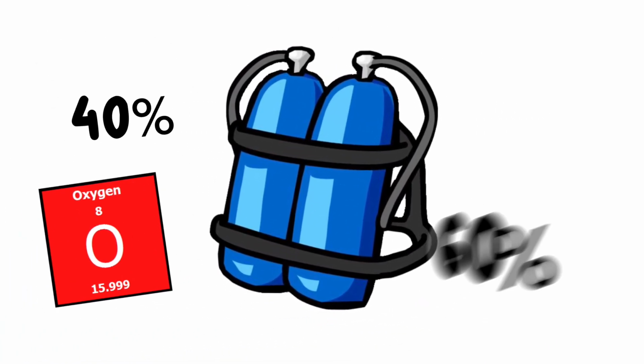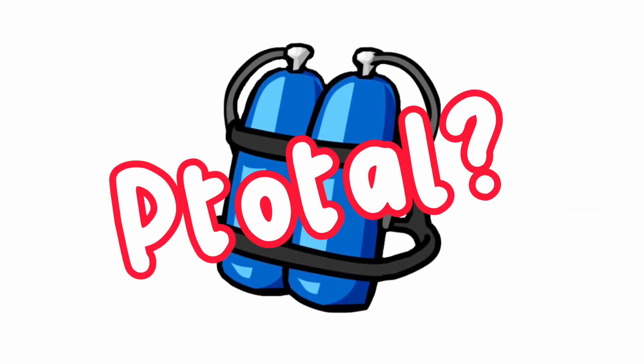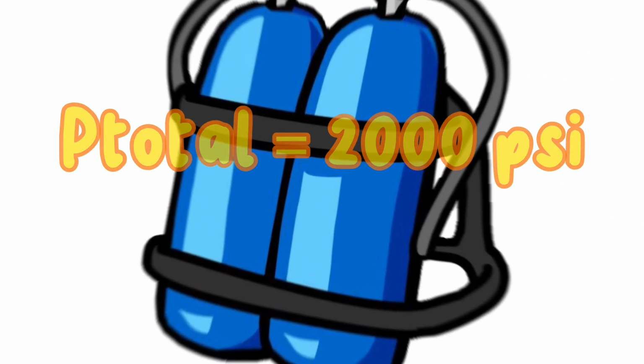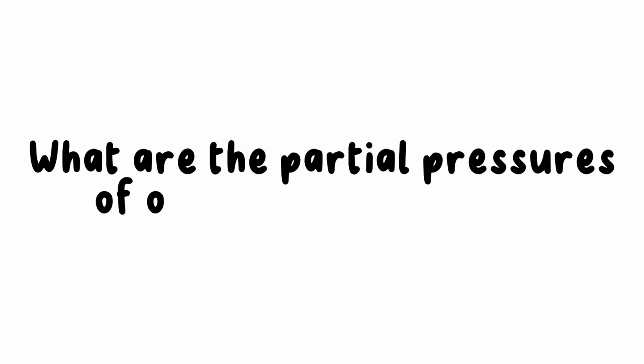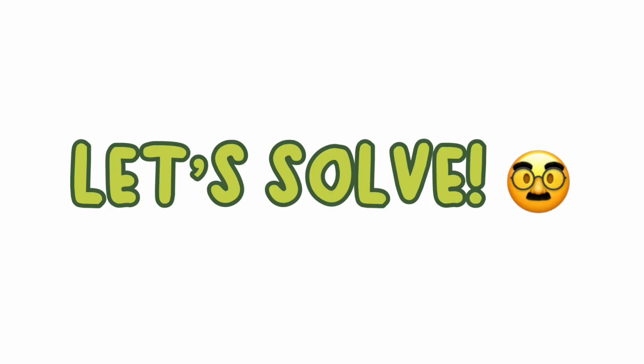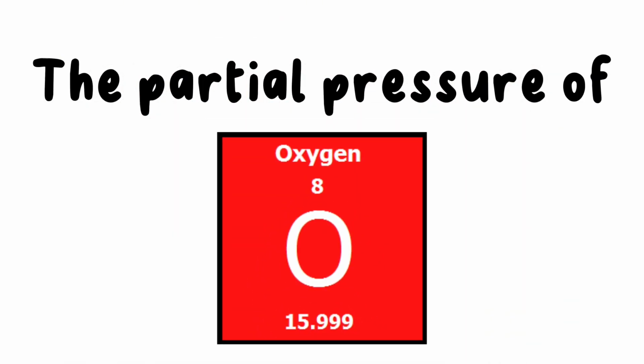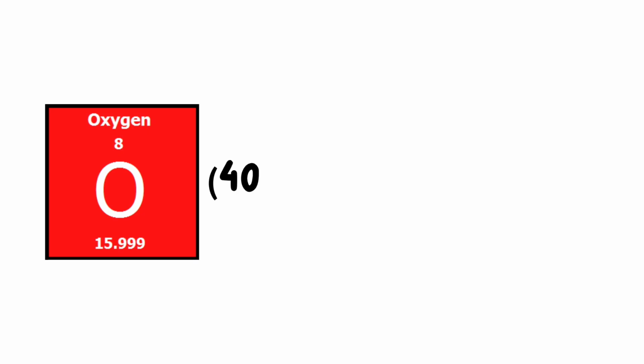Imagine we have a scuba tank filled with a mixture of 40% oxygen and 60% nitrogen. The total pressure inside the tank is 2000 psi. What are the partial pressures of oxygen and nitrogen? To solve this, we'll use Dalton's law. The partial pressure of oxygen can be calculated by multiplying the percentage of oxygen, which is 40%, by the total pressure, 2000 psi.